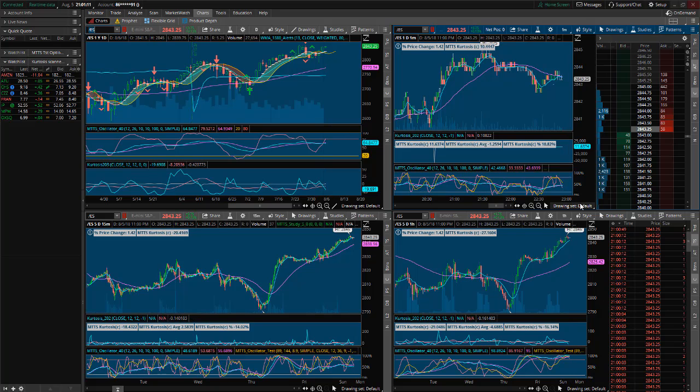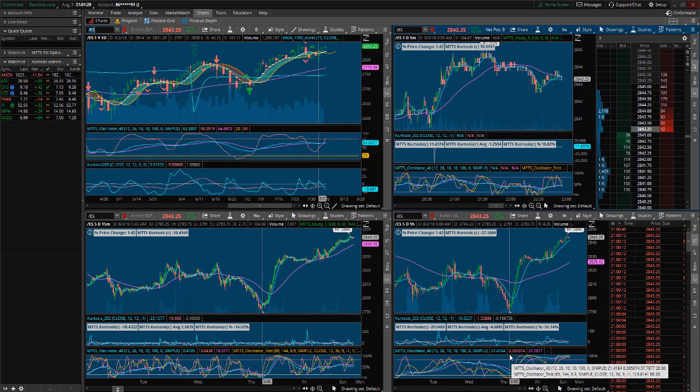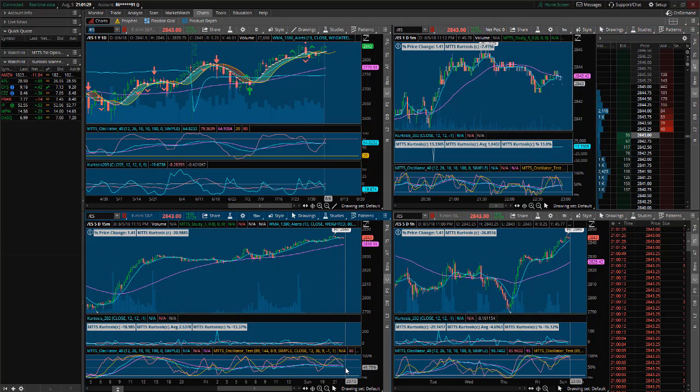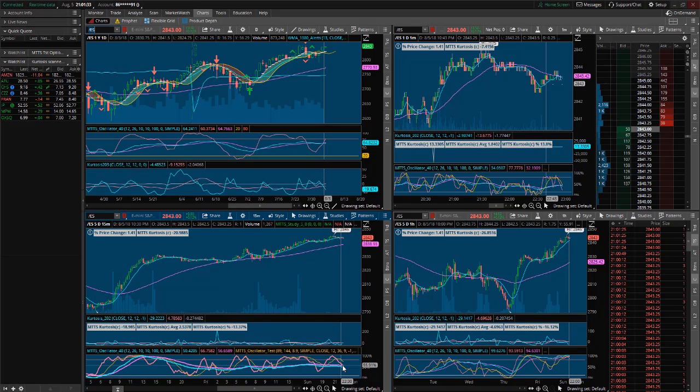Okay, so right now we're expecting this to drop lower, maybe back into this support area, and it may even break it, only because on this 15-minute chart the MTTS oscillator is going lower. It may just say, forget about it, I'm just going to go higher, but it may just continue lower.